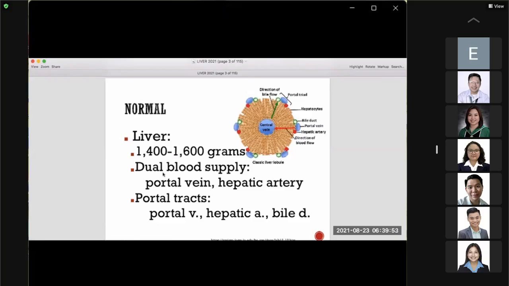Okay, the liver has dual supply. It has the portal vein and the hepatic artery, and it also has this portal tract, which is composed of three structures: the portal vein, the hepatic artery, and the bile duct.